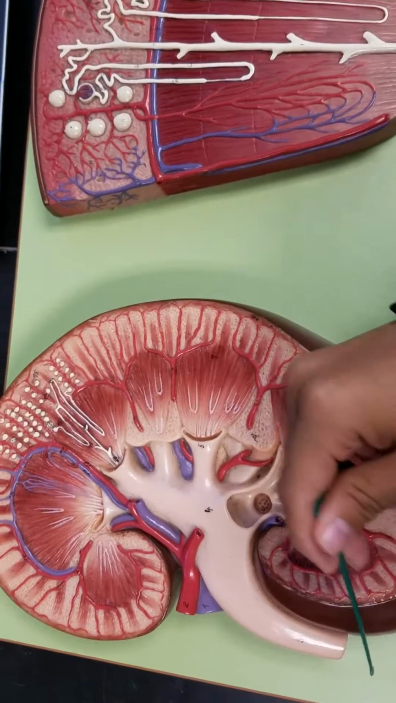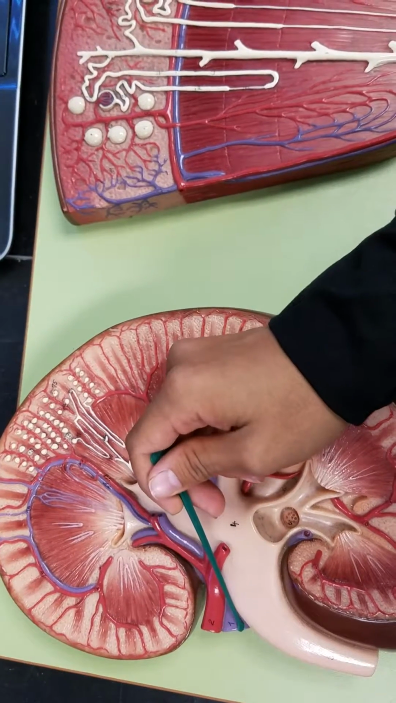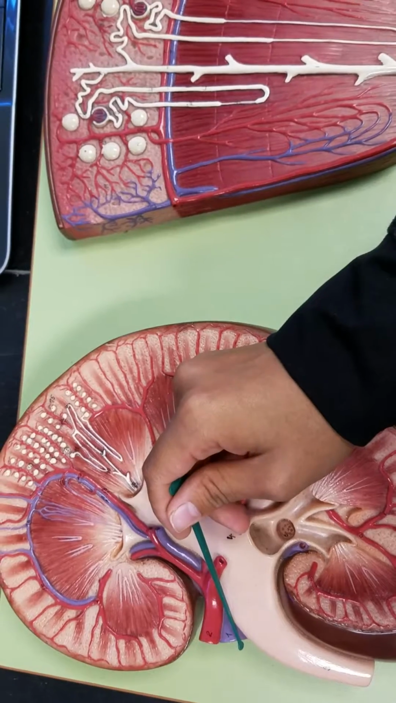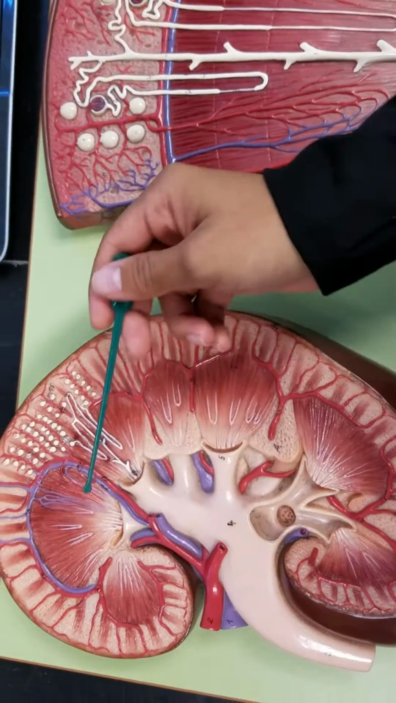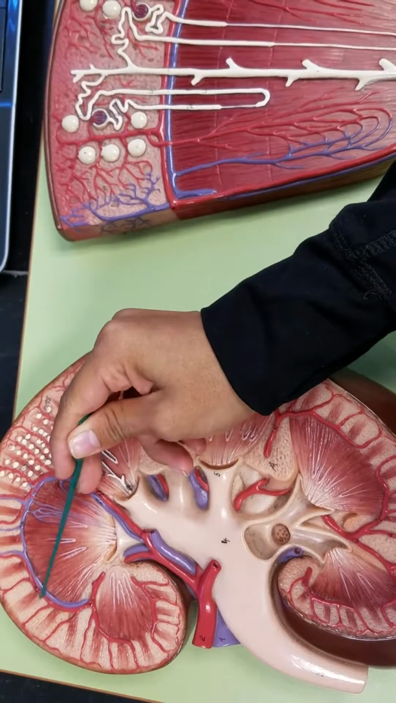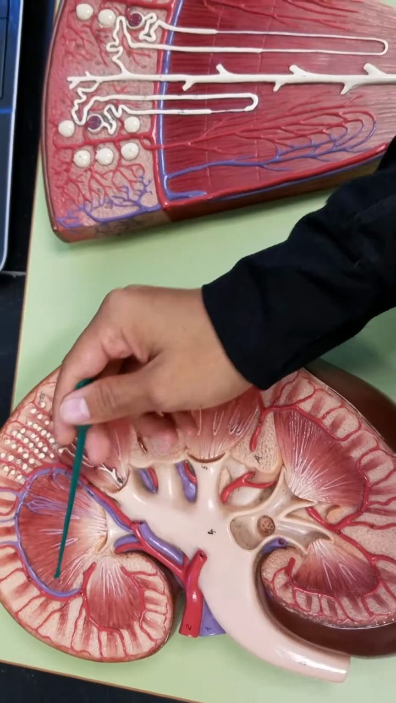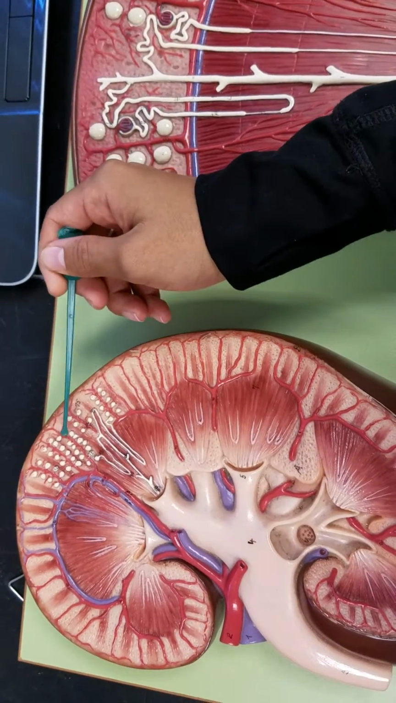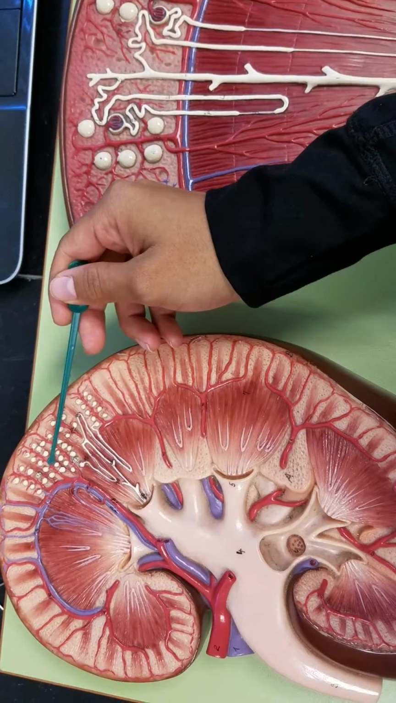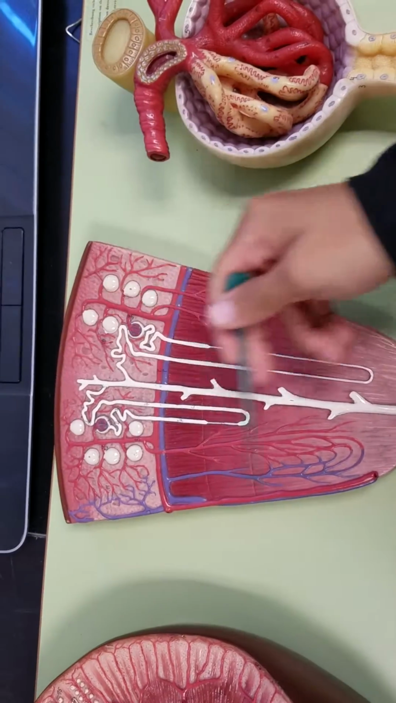And then we're going to make our way back up here to where the renal artery and vein are. Renal artery, renal vein. And then on that same note, we're going to go up here where we have the arcuate artery in red, and the arcuate vein in blue. And then as we go up here, these white dots are the renal corpuscles.